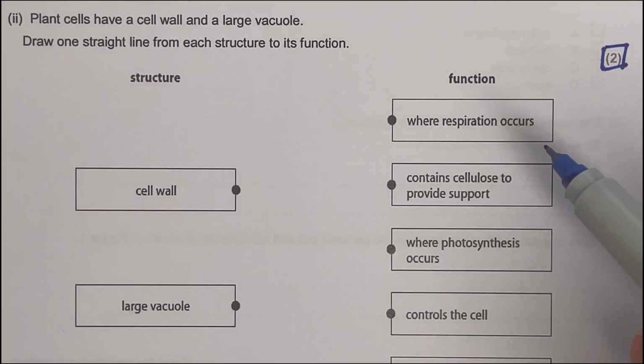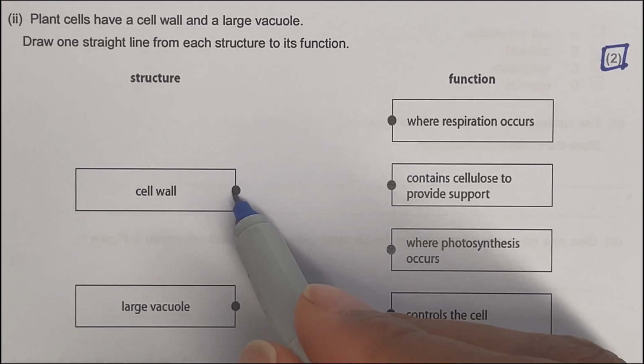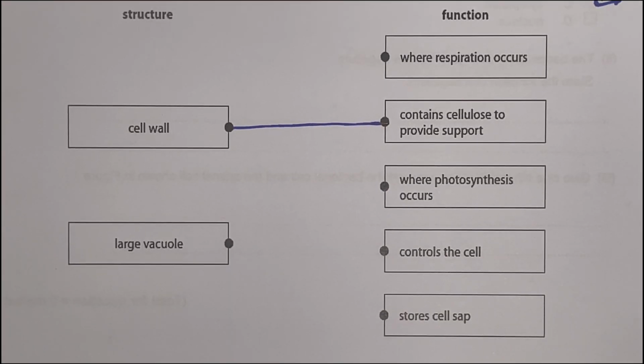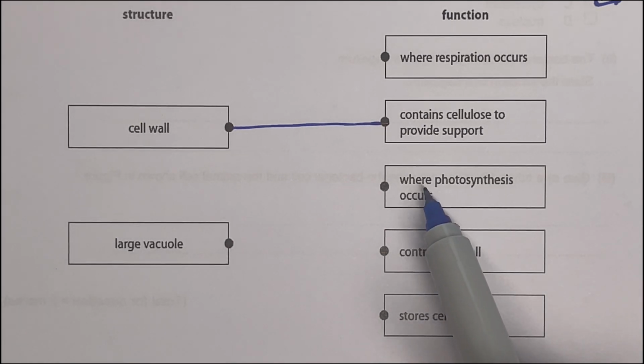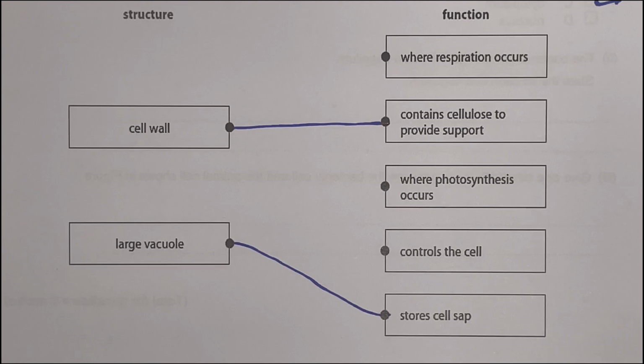It contains, where respiration occurs. No, it contains cellulose. Cellulose cell wall. Okay, yes. Cell wall contains cellulose to provide support as well. That's correct. Large vacuole controls the cell. No. Where? No. Stores cell sap. Yes. So this is the answer. If I don't know the answer, I'm using the process of elimination to find the correct answer.